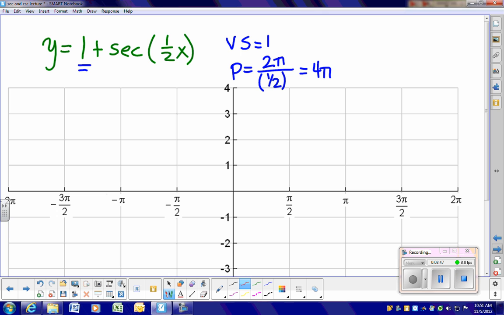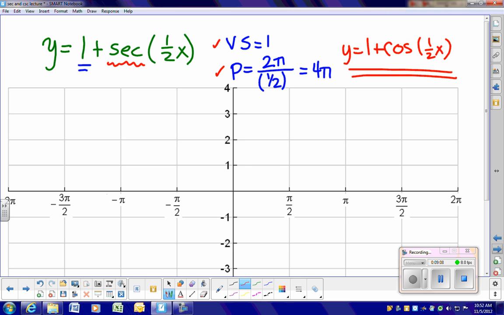And what I'm going to think about graphing first is exactly what I'm given, except I'm going to switch out this secant for its reciprocal. What is the reciprocal of secant? Cosine, you are correct. So we're going to graph this guy first with this information, and then off of that we will be able to graph the secant.